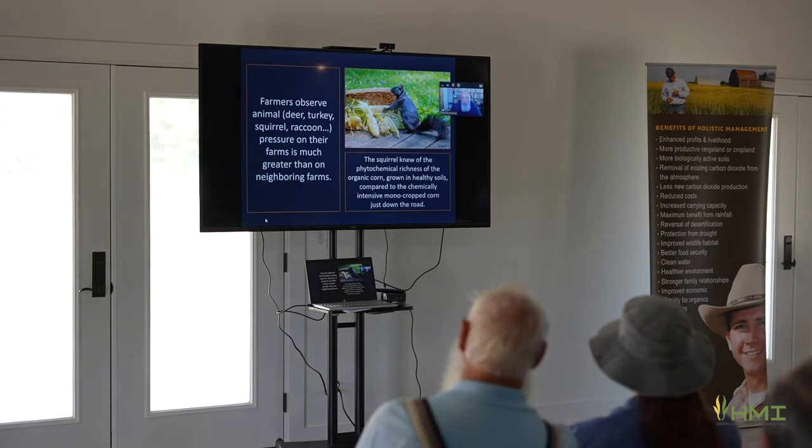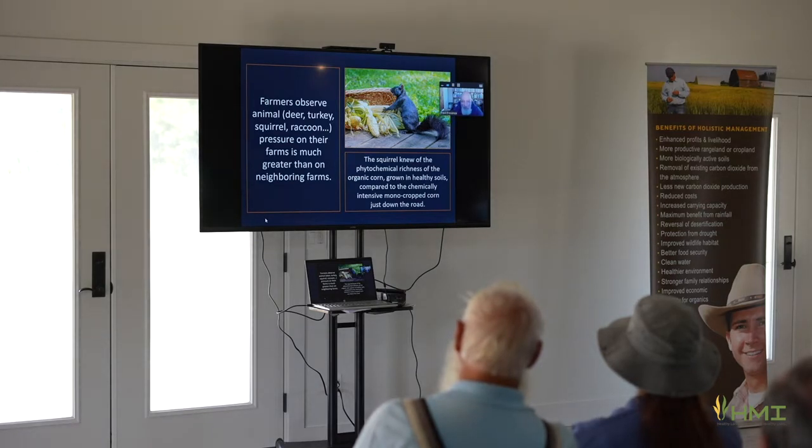And there's a story of this one. There was a squirrel that was dragging a big piece of corn across the road from this producer's place. Said the squirrel knew of the phytochemical richness of the organic grown in healthy soils compared to the chemically intensive monocrop corn just down the road. Over and over again, I heard that story.